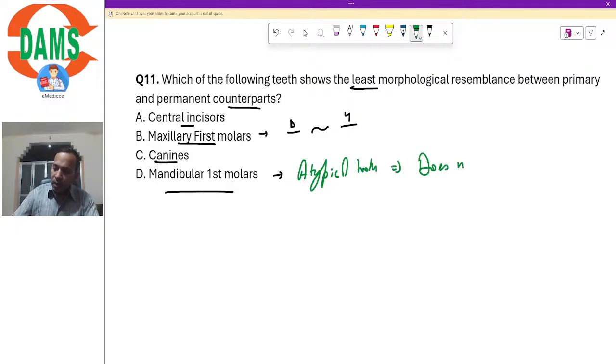It does not resemble any tooth, right? So, upper D resembles a premolar and lower D does not resemble any tooth. So, which of these two do you think would be the correct answer? And you might be inclined to choose option D as your correct answer, but then you would be wrong.